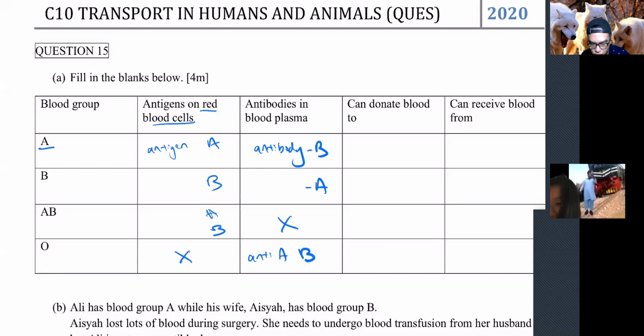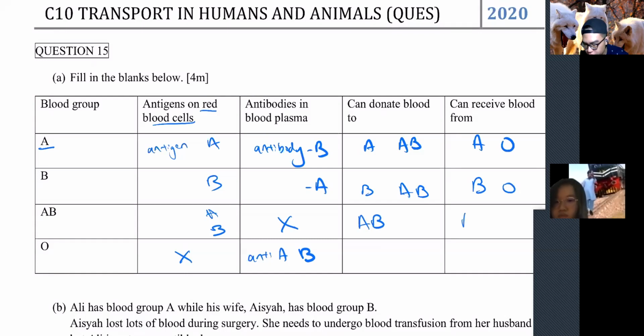So who can you donate to? For A, you can donate to A and AB, and you can receive from A and O. For B, you can donate to B and AB, and you can receive from B and O. So AB is a selfish guy lah. You can only give to AB, but you can receive from A, B, AB, and O. Can I just write anti-A? Yeah, sure, you can just write anti-A. For O, you can donate to everyone, but you can only receive from O.